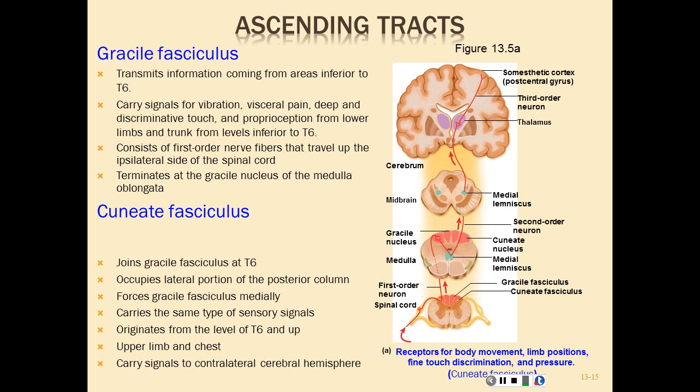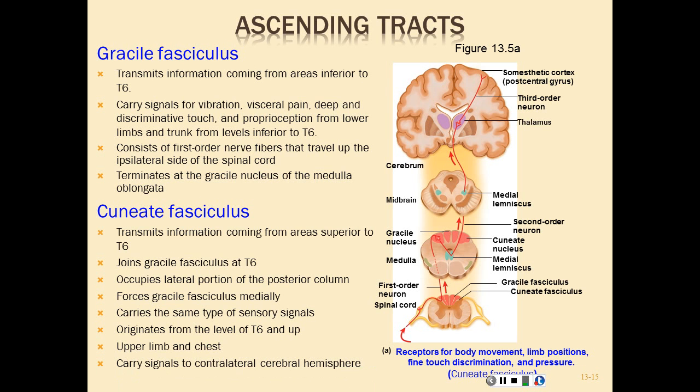Now it consists of a first order nerve fiber that travels ipsilaterally. So that means it just travels up on one side, and then terminates at the gracile nucleus, which is right here, in the medulla oblongata. That's going to go up. Now its fibers carry signals for vibration, visceral pain, deep and discriminative touch, and proprioception from the lower limbs.